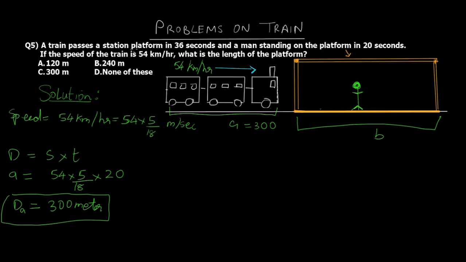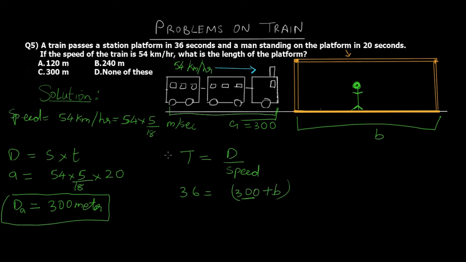Now let's again read the question. A train passes a station platform in 36 seconds. So let's see the formula for time. So time is equal to distance upon speed. So we know the time taken by this train to completely cover this platform is 36 seconds. So I'll say 36 is equal to the distance it covers, which is going to be the length of the train plus the length of the platform, which is equal to 300 plus B.